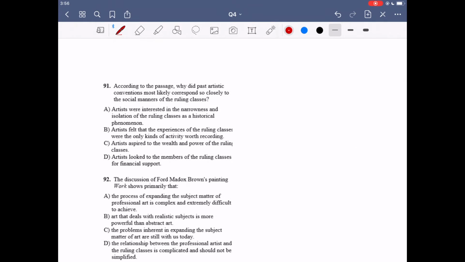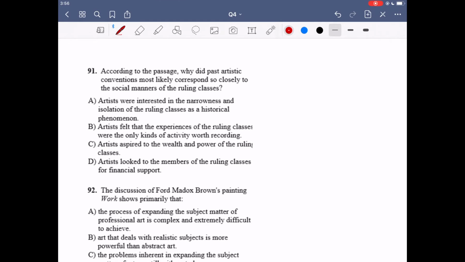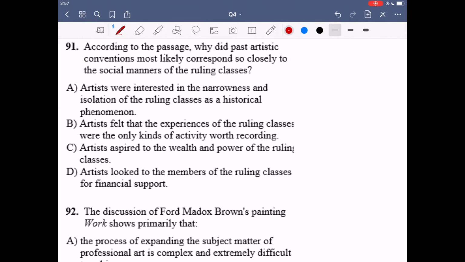Okay, moving on. There are still 2 more questions. Question 91. According to the passage, why did past artistic conventions most likely correspond so closely to the social manners of the ruling classes? So, key thing here, according to the passage, right? Every question you take should have evidence in the passage. Don't worry about your own thinking. So, what is the author really implying?